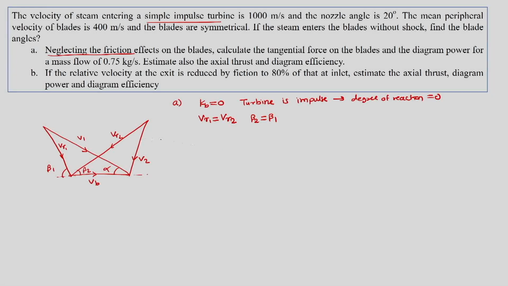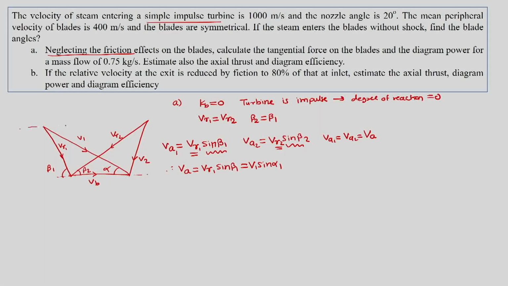So, with this point we can start, then we will note that directly VR1 sin beta 1, which is basically VA1, parallelly VA2 is equal to VR2 sin beta 2, but VR1 is equal to VR2, beta 1 is equal to beta 2, so VA1 is equal to VA2 is equal to VA, so we will have VA is equal to VR1 sin beta 1 is equal to V1 sin alpha. So, this height.